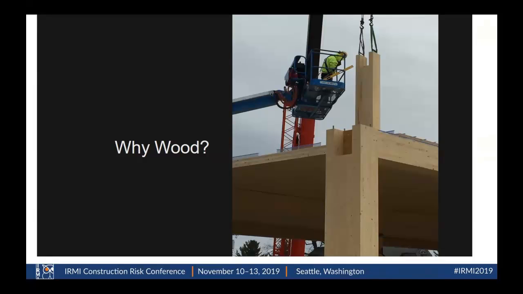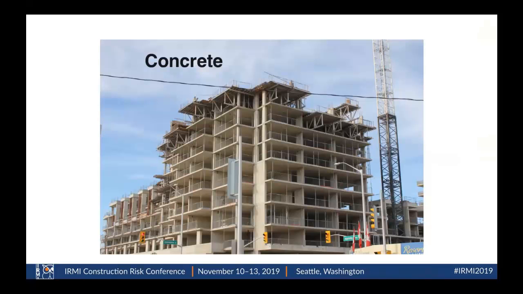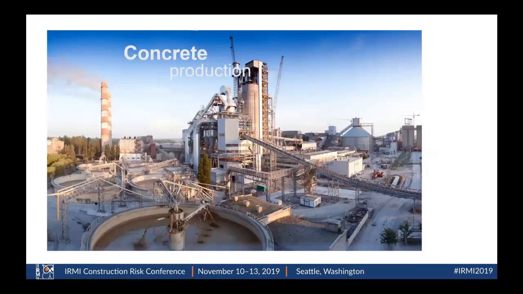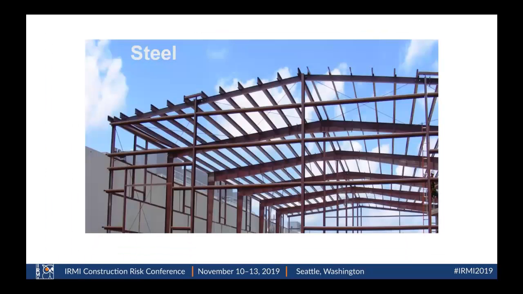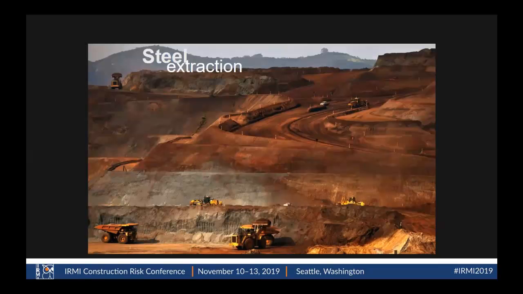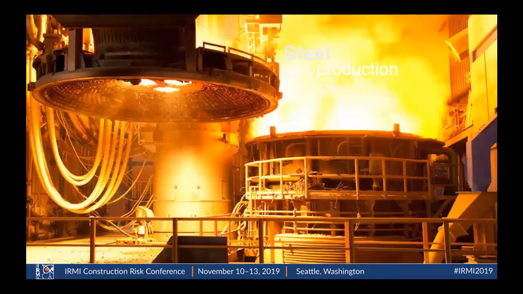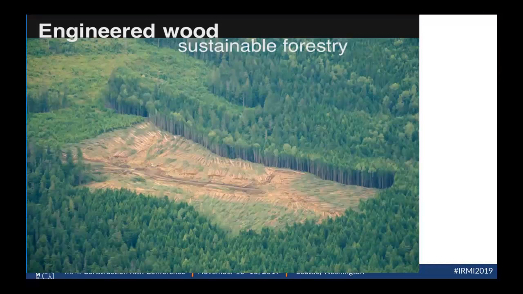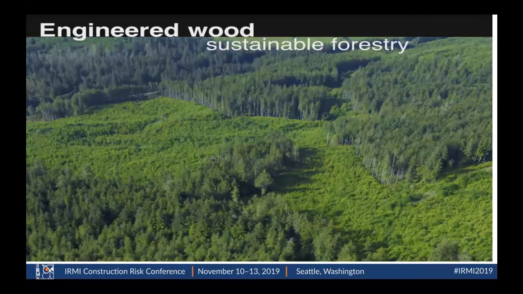Why wood? This is an example of a concrete building. This is an example of a concrete extraction. You got the production of concrete and the energy that takes. You got steel. You got the extraction of steel. You got the energy of steel and wood, right? So here's the harvesting of wood. Here's a couple years later after the wood started to regrow.